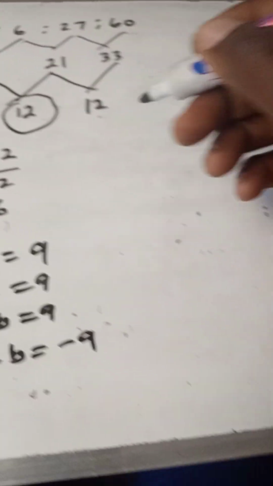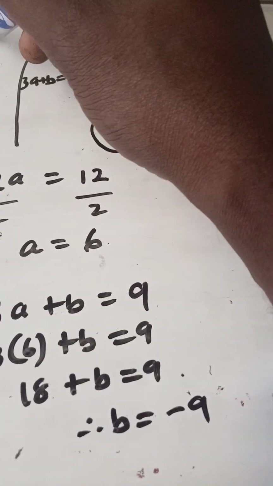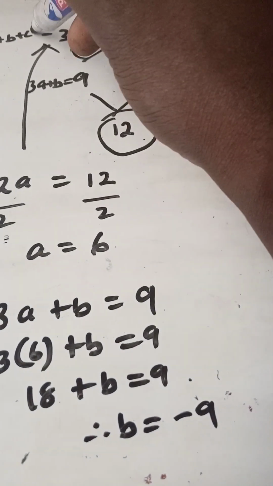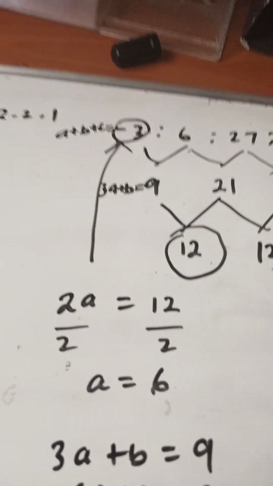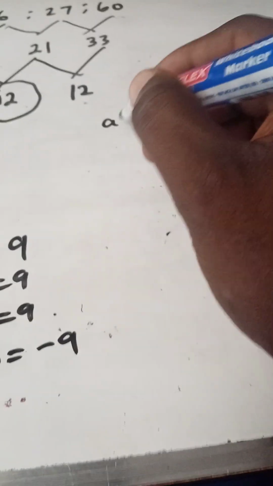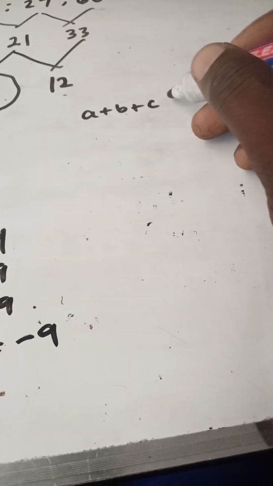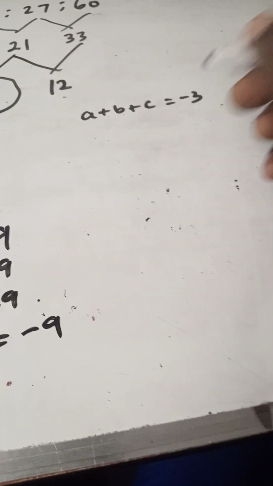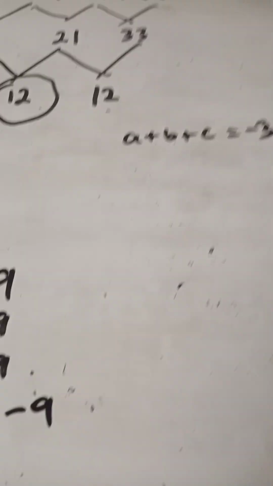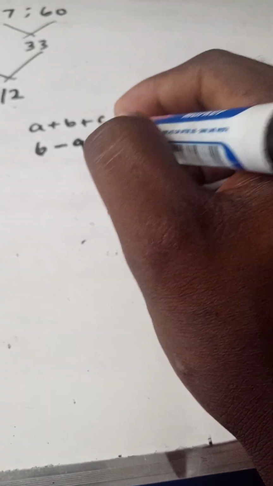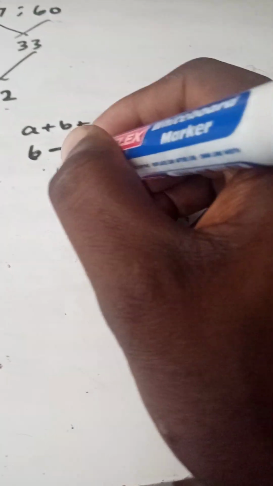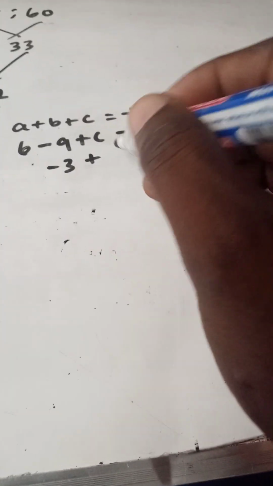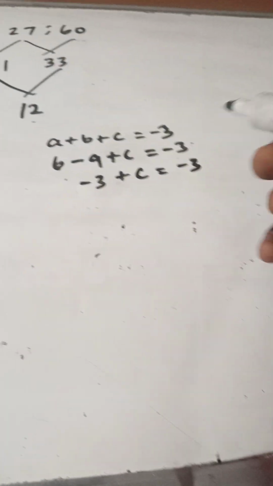Now we want C. So what did we say here? We said it must be A plus B plus C, and it is always equal to the first term. What was our first term? Minus 3. So we use A plus B plus C equals T1, and T1 is equal to minus 3. Remember from the proof how we got it. So our A is 6, our B is minus 9, plus C equals minus 3. When you check, 6 minus 9 gives us minus 3, plus C equals minus 3.